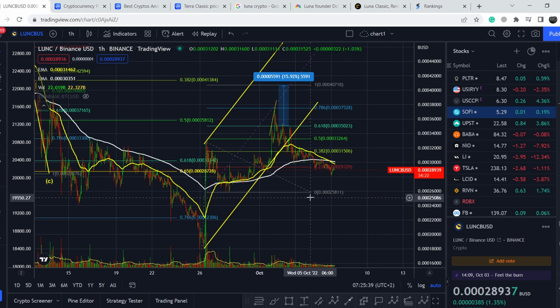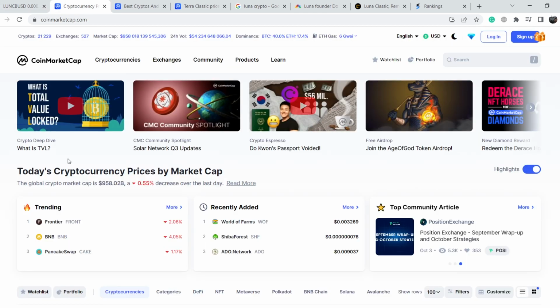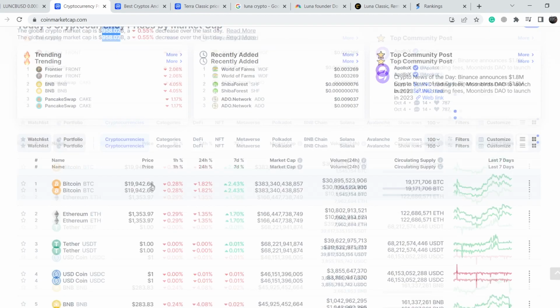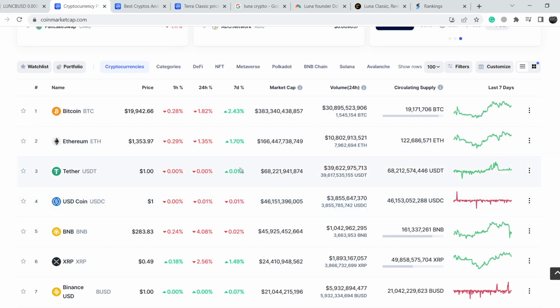And in my technical analysis I will show you what we should expect next. But for now, let's continue with the total sentiment of the crypto market. For now we are sitting at $958.02 billion of total market cap. It is a 0.55% decrease over the last day. And major coins are slightly in green during the 7 days period, but they are pretty much moving sideways or a bit lower than they were 24 hours ago. So definitely we are still in a consolidation phase on a greater scale, and we have to be very cautious with any of the positions, because if Bitcoin and Ethereum go lower, the entire market will follow them.